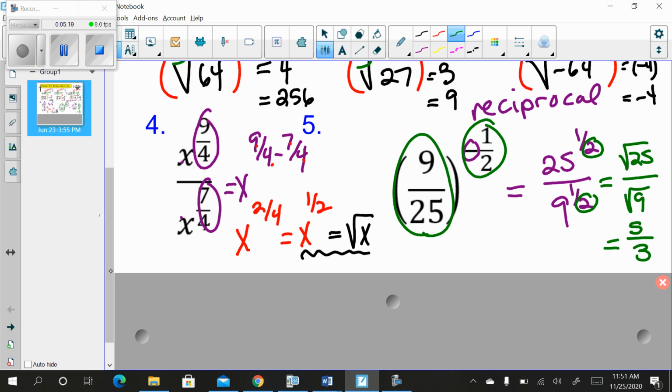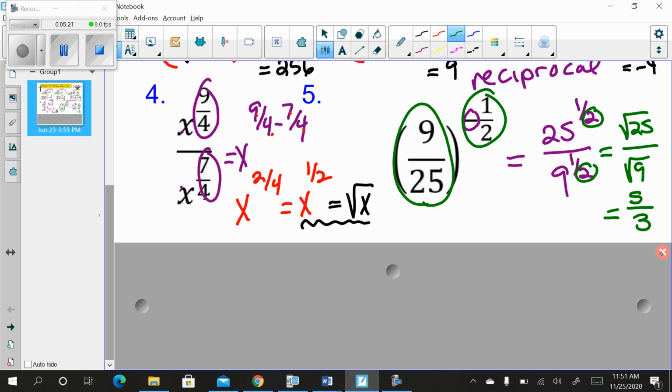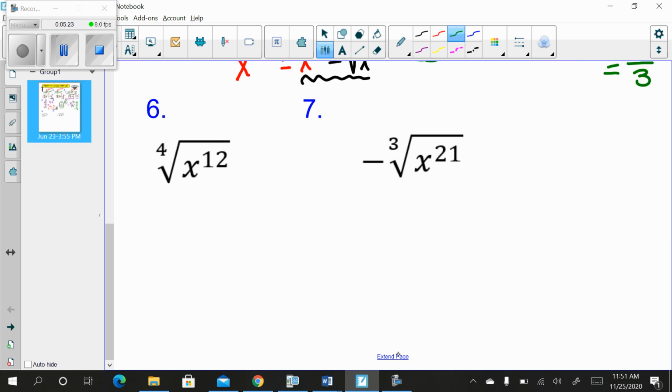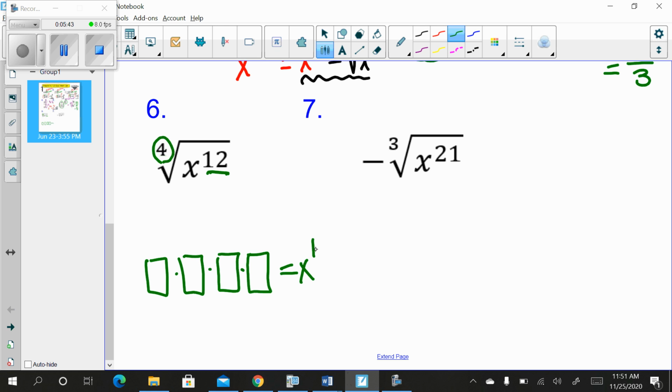All right, last thing we're going to talk about is back and forth between radical and rational, and just simplifying a little bit. Remember, we can always reduce and break things into pieces whenever this power underneath is bigger than the index on the outside. So what this means is, what's the 4th root of x to the 12th? That means taking x to the 12th and dividing it into 4 equal pieces. What times itself 4 times would give you an x to the 12th? How many would have to be in each of those pieces?